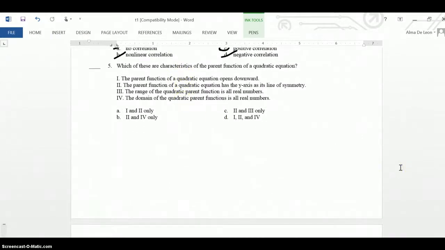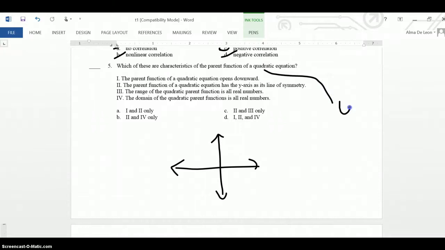Number 5. Which of these are characteristics of the parent function of a quadratic equation? Okay, so I'm going to start by drawing my quadratic parent function. Remember, because we have the letter u in quadratic, the shape of the quadratic parent function is in the shape of a u, and because it originates all other functions, it has to go through the origin. So it looks a lot like that.